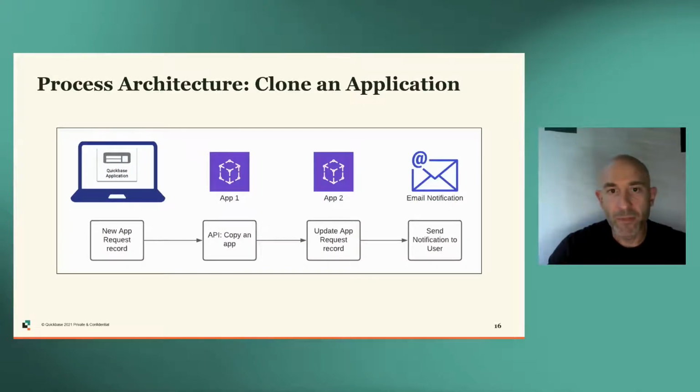Okay, so before we go into the demo, let's review the process architecture for what we're going to do here. As a user, we're going to navigate into a QuickBase application and fill out an app request record. Then behind the scenes, a pipeline is going to make an API call to copy an app. The output of that is going to be a new app ID and a new app name. We're going to update the app request with that information. And lastly, we're going to send an email notification to that user, letting them know that their application has been done, since this was a back-end process, and also giving them a link to the application so they can get right into it.